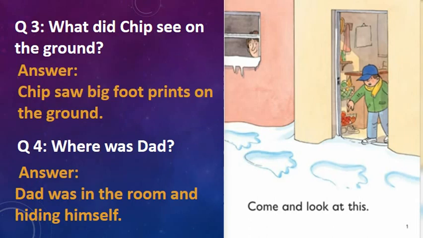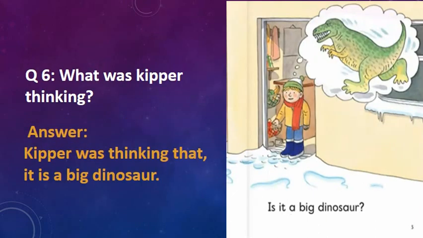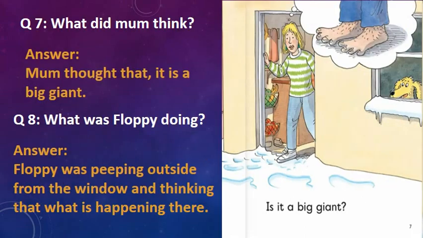Number 4. Where was Dad? Answer is Dad was in the room and hiding himself. Question number 5. What did Biff think? Answer. Biff thought that it is a big monster. Question number 6. What was Kipper thinking? Answer is Kipper was thinking that it is a big dinosaur.